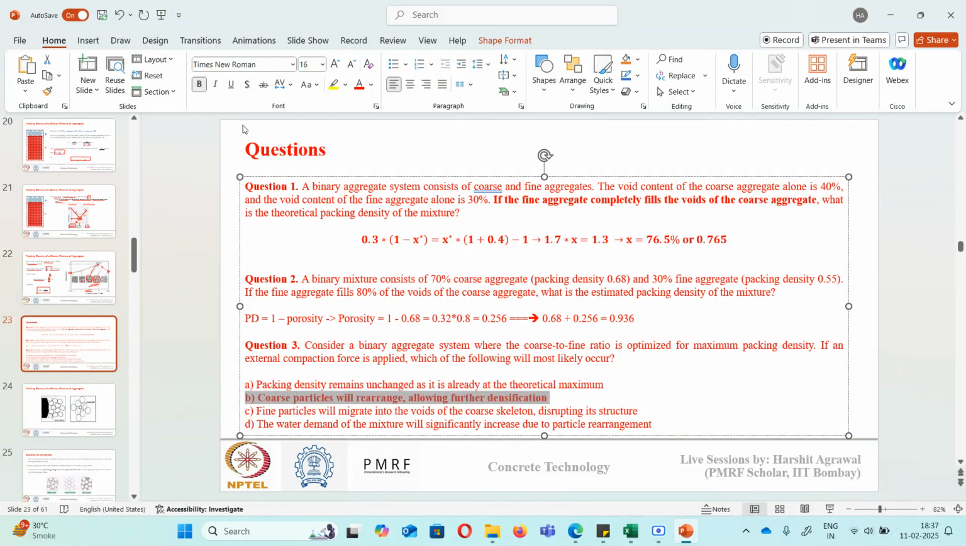Why? Because if I am applying some external compaction, my coarse aggregate particles will try to rearrange among themselves, and this can allow further densification. That is why compaction is actually done, so that we can densify our system further. Naturally my fine and coarse aggregate will try to arrange on their own, but if I am applying some external compaction, they can further consolidate and further densify the system.